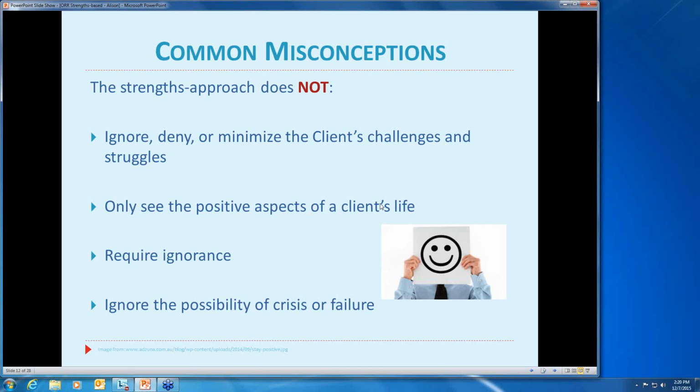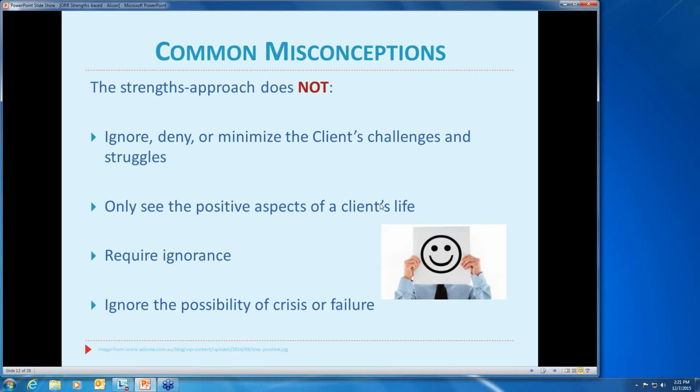So, some common misconceptions, and I really think this is one of the most important things I'm going to address today, is that, you know, if you're taking a strengths-based approach, you're ignorant, you're not taking into account the real situation, you're overly positive, and that's just not the case. You can be strengths-based, but not strengths only.